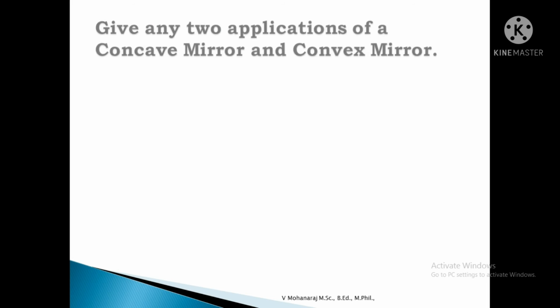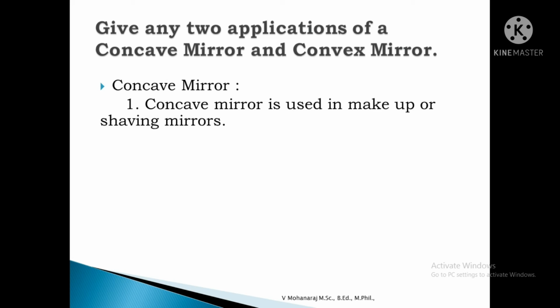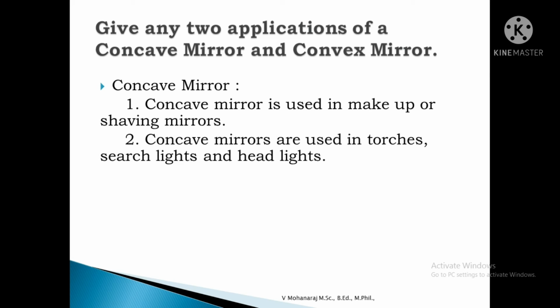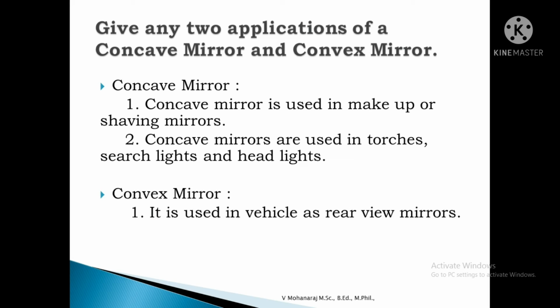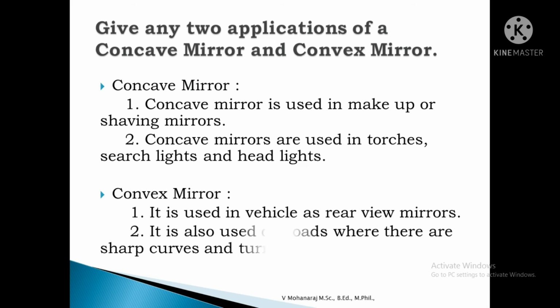The next one, give any two applications of a concave mirror and convex mirror. Concave mirrors are used in makeup or shaving mirrors, and in torches, search lights, and headlights of vehicles. Convex mirror is used in vehicles as rear view mirrors. It is also used on roads where there are sharp curves and turns.